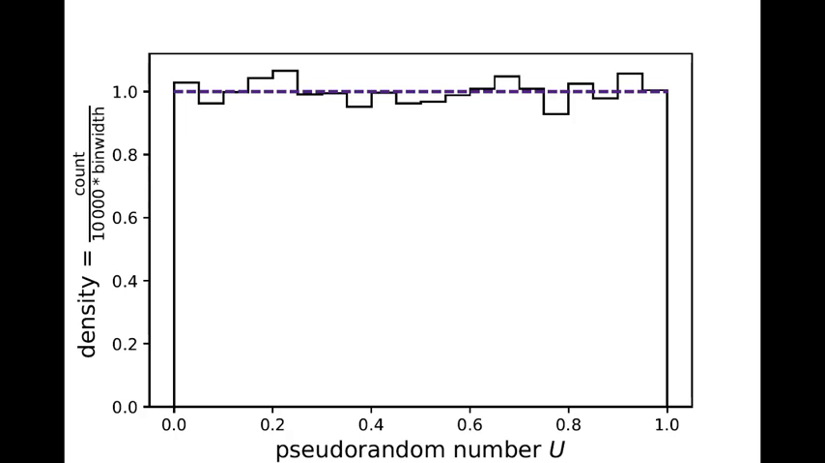I then converted each of these 20 counts into densities by dividing them by the product of 10,000 and the subinterval width. This plot shows the densities that I calculated as horizontal lines above the corresponding subinterval. As you can see, the result is a step-like graph indicated in black.